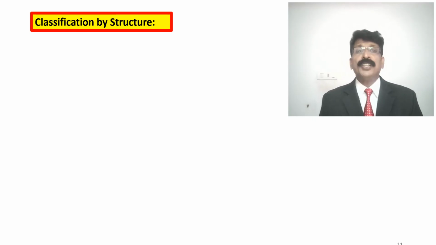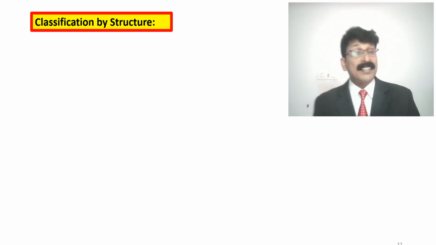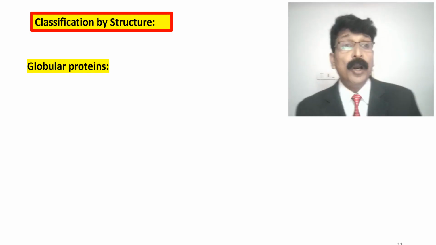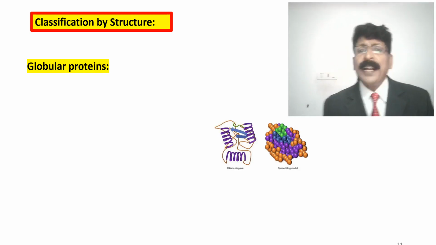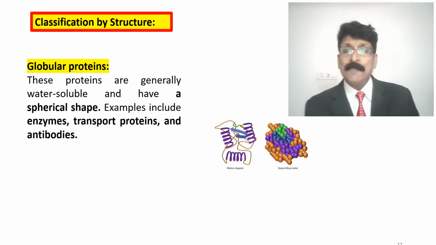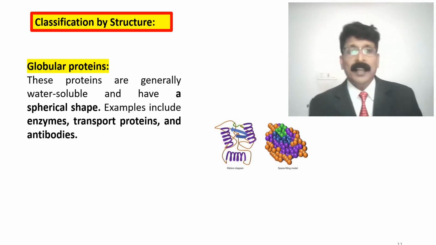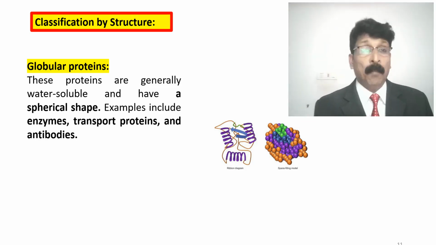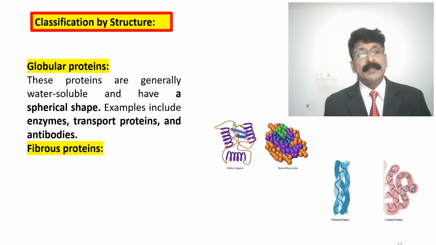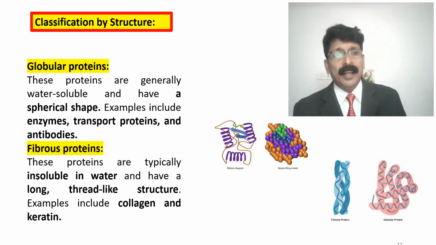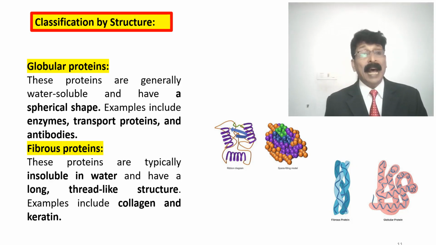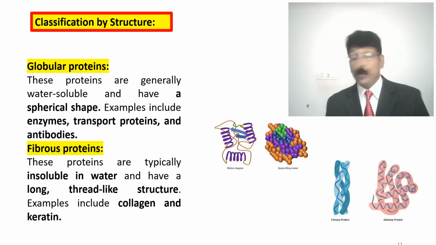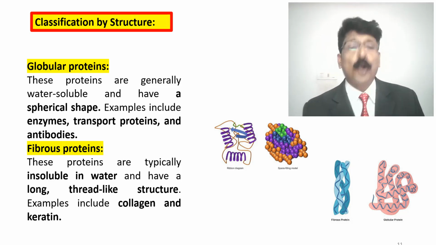Classification of protein by structure. First is globular protein, which is spherical in nature. As you can see in the picture, these proteins are generally water soluble and have a spherical shape. Examples include enzymes, transport proteins, and antibodies. Fibrous proteins look like a thread. These proteins are typically insoluble in water and have a long thread-like structure as shown in the picture. Examples include collagen and keratin.